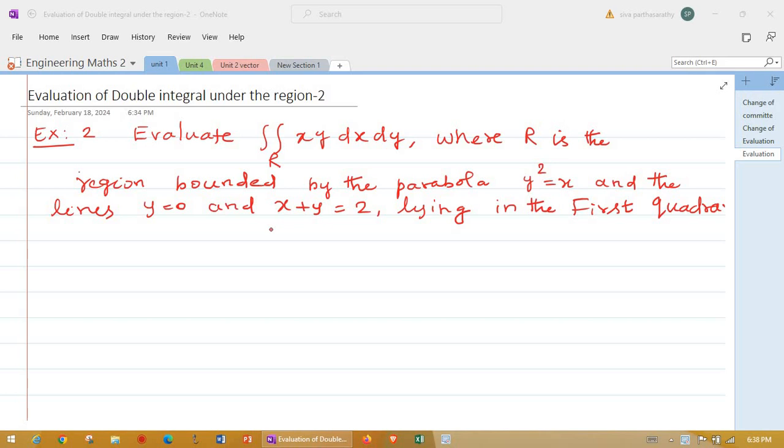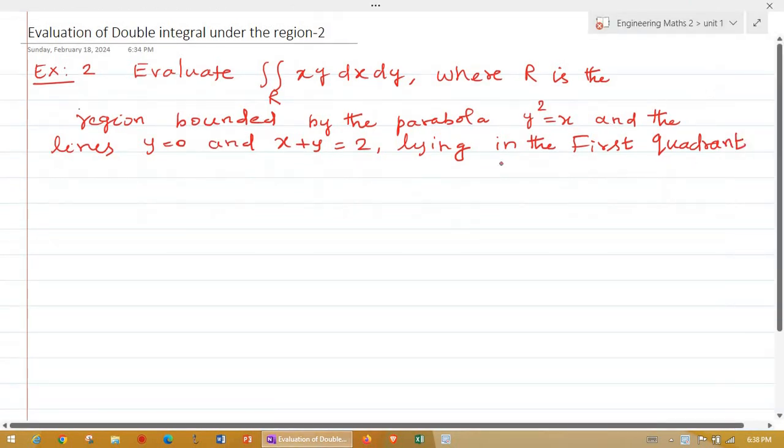Evaluate the double integral over R of xy dx dy, where R is the region bounded by the parabola y square equal to x and the lines y equal to 0 and x plus y equal to 2 lying in the first quadrant. So here the given integral is double integral over R of xy dx dy, and we have to draw the rough diagram for the region.